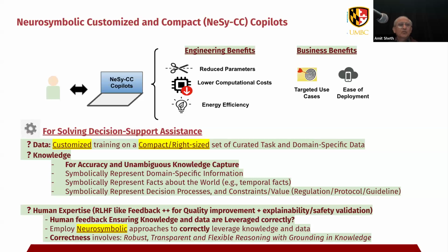So in our case, what we are advocating is that we want to train our models on curated, customized training data, knowledge, and expertise. Our use of the word neurosymbolic is important in that, unlike data-driven large language model or generative AI approaches, we strongly believe in the role of not just data. Data alone is not enough, but data, relevant knowledge, and relevant human expertise. All three have to come into the picture.